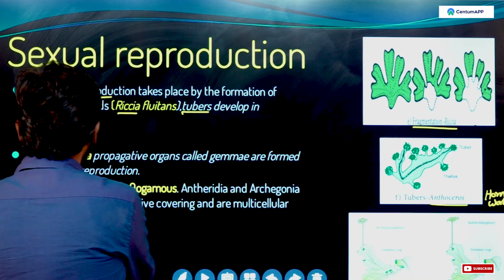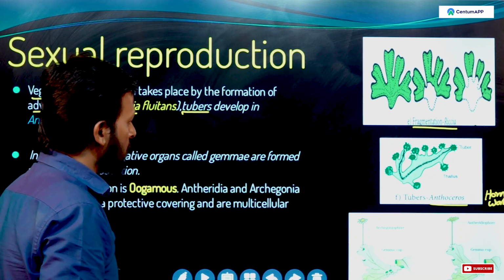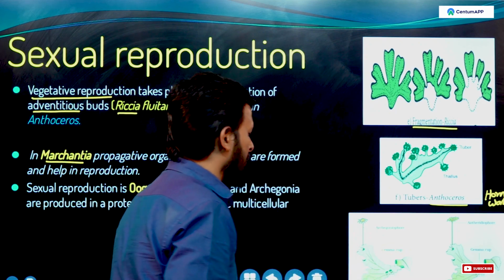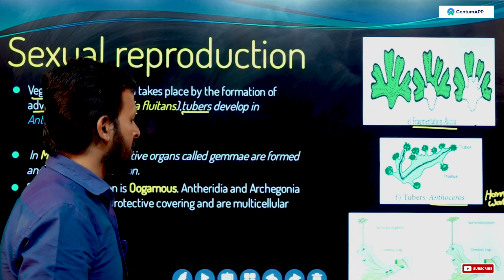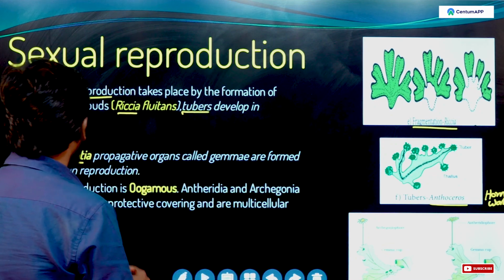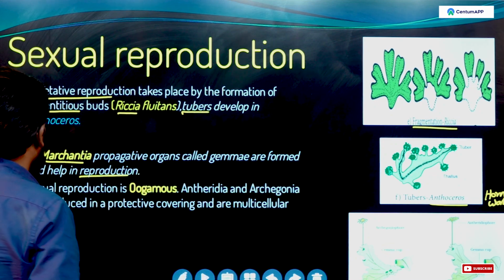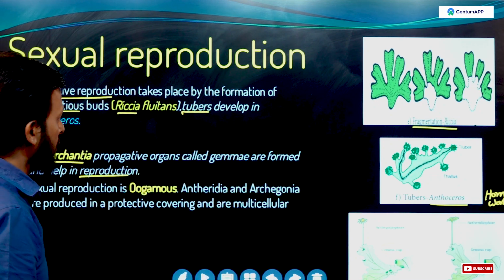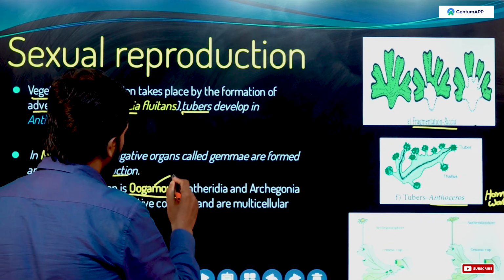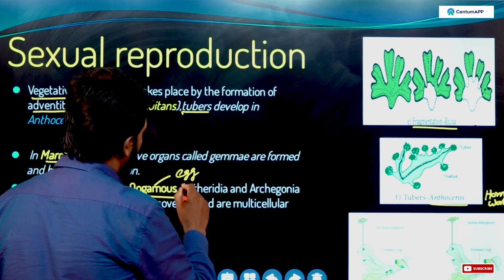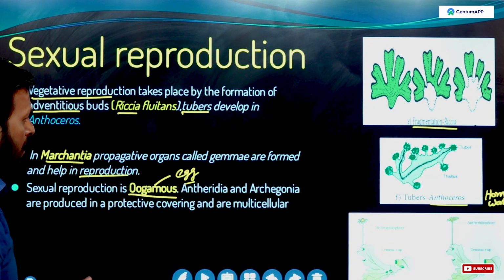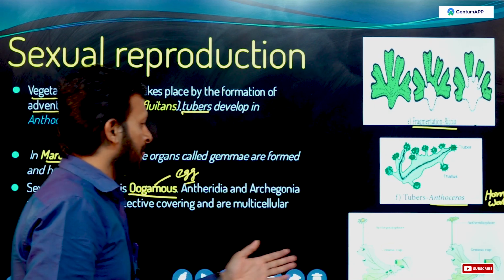Then Marchantia, vegetative propagation is found especially in the gemma cup. This gemma cup has green creeping structures that develop into the entire plant body. That is vegetative reproduction, as well as sexual reproduction found in Marchantia. That is oogamous. Oogamous means egg formation. Antheridia and archegonia form a zygote, after that to develop into Marchantia.